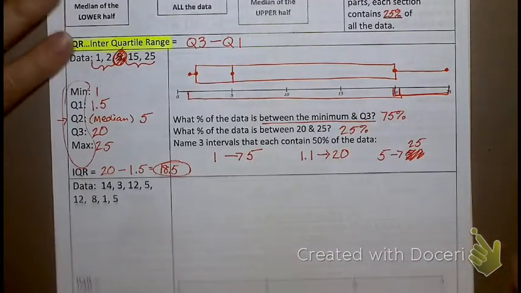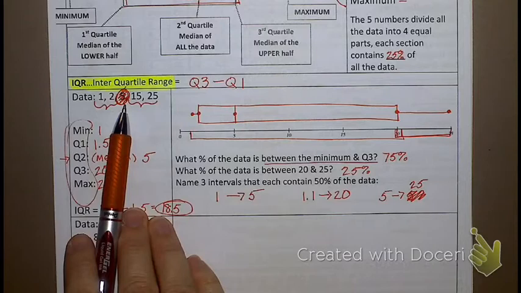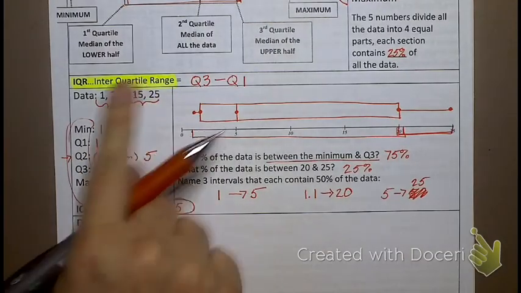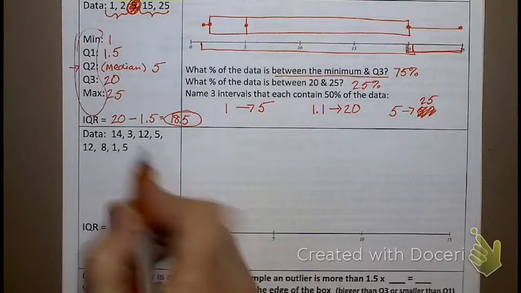Okay, so the big thing to remember here is when I had the median and it was on my list, I have to take that median out of the picture when I'm finding the Q1 and Q3. Okay? All right, here's my data now.